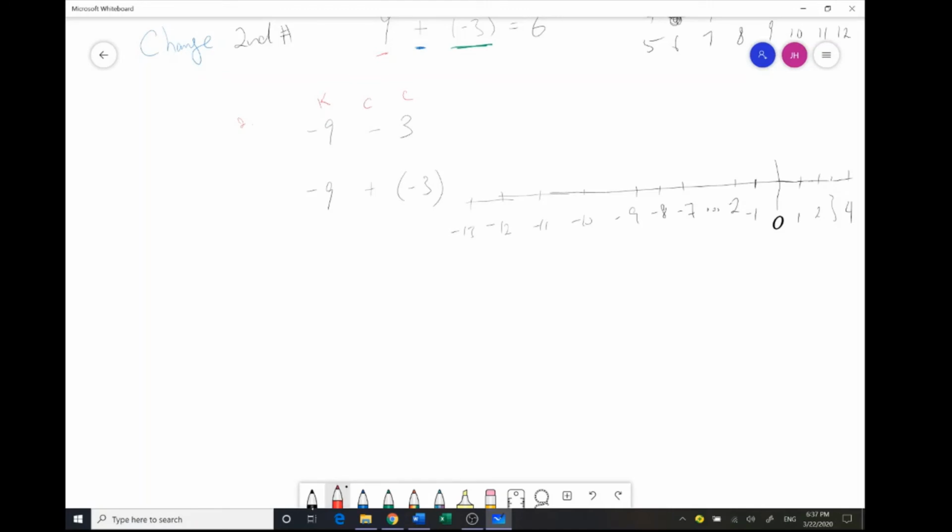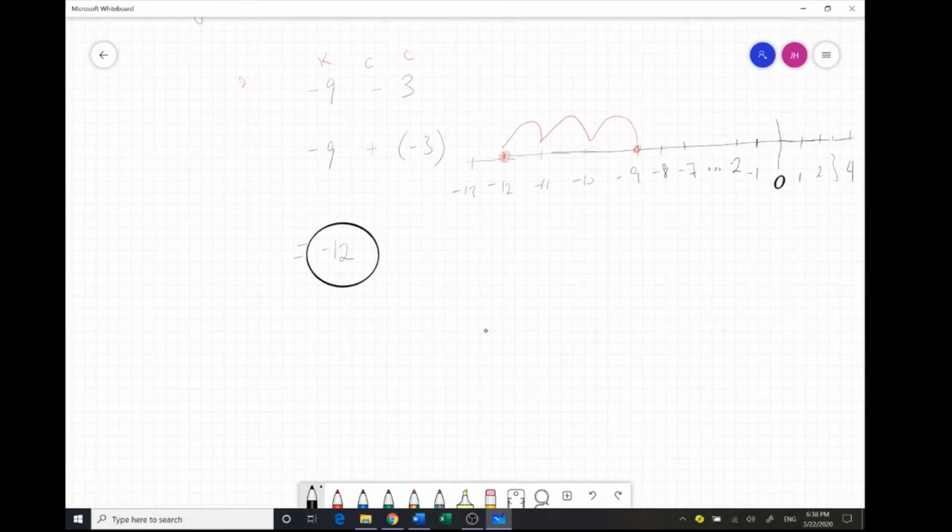So pick your first number. Here, negative 9 plus a negative 3, so I have to move 3 units, but because I'm adding a negative number, I'll have to do it to the left. Okay, so 1 unit, 2 units, and 3 units to the left. I end up here, the final answer is equal to negative 12. So I hope that helps.